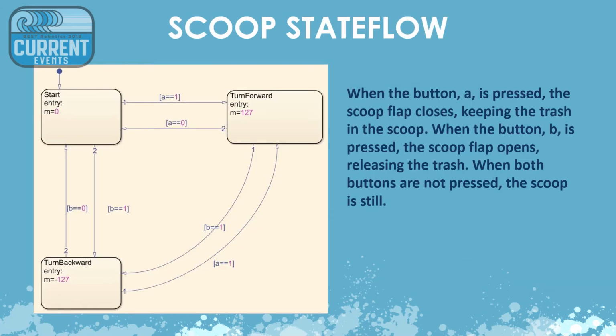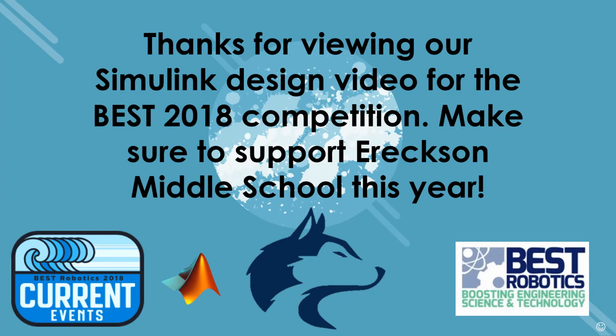This is the state flow chart for the scoop. When the button A is pressed, the scoop flap closes, keeping the trash in the scoop. When the button B is pressed, the scoop flap opens, releasing the trash. When both buttons are not pressed, the scoop is still.